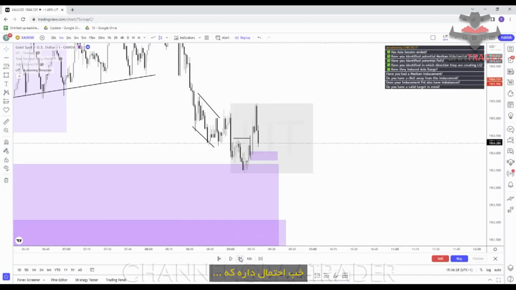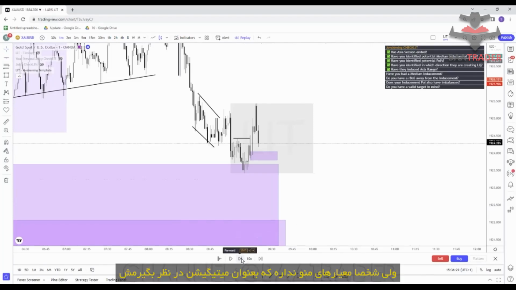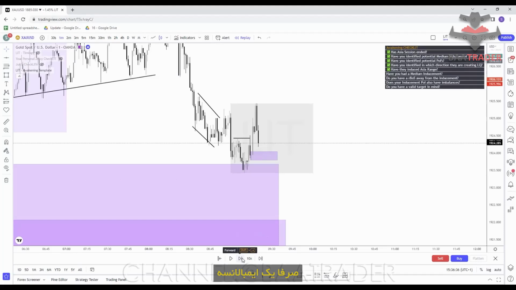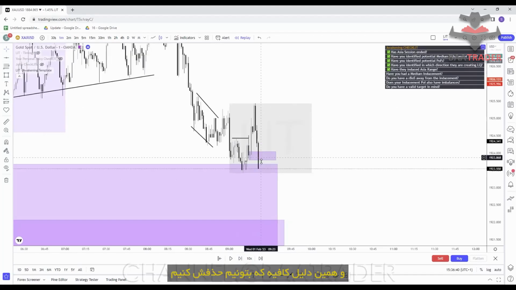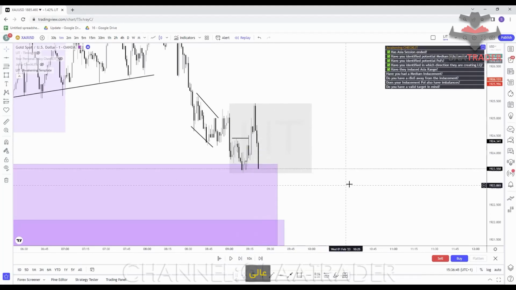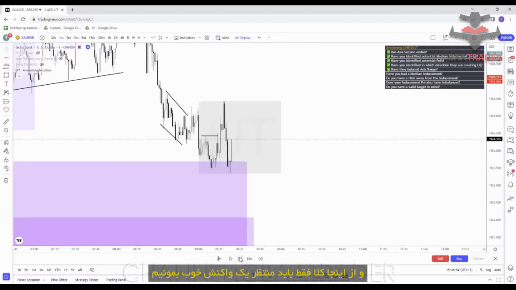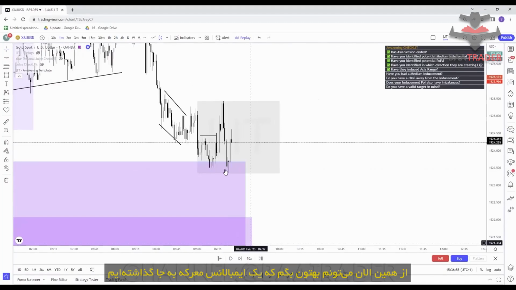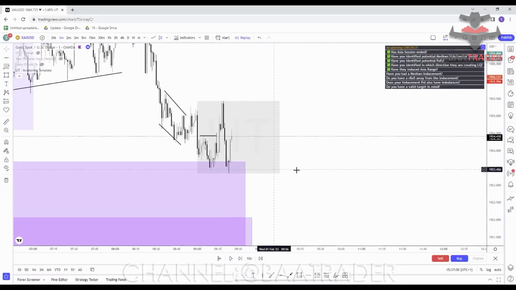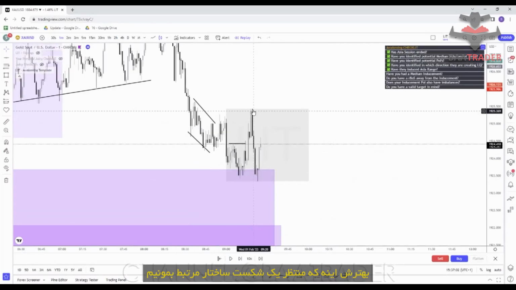Okay, potentially, but personally, it's not in my criteria of what I see as mitigation. It's simply an imbalance, not in the right place for me, and that is the perfect reason why. So we can just remove that one. Perfect. From here, we simply need to wait for a nice reaction. Already, what I can tell you is we've left an absolutely amazing imbalance. What's better is we wait for a relevant break of structure.